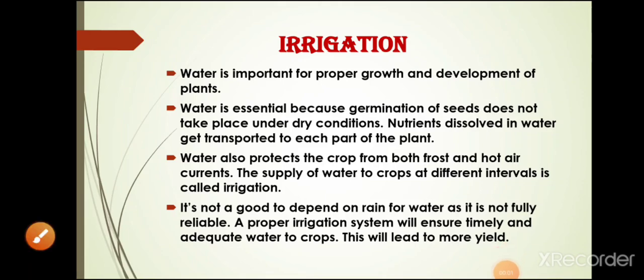Sometimes farmers rely on the rain, which is not a good thing, because the amount of rain varies and does not always supply the right amount of water at the right time. Therefore, a proper irrigation system will ensure timely and adequate water to the crops, and it helps to lead to more yield.